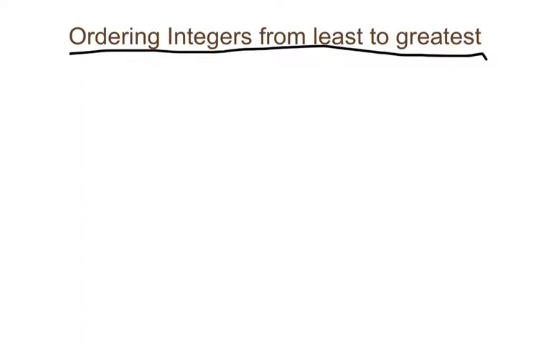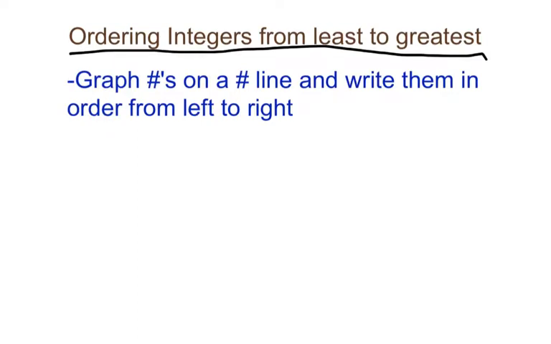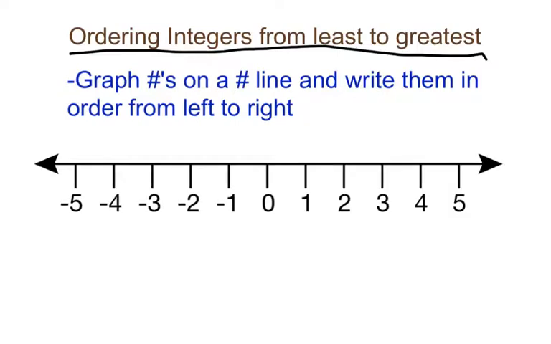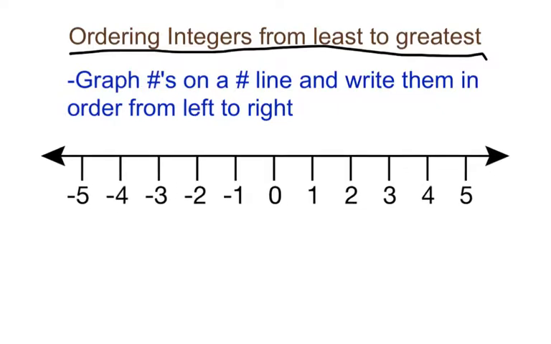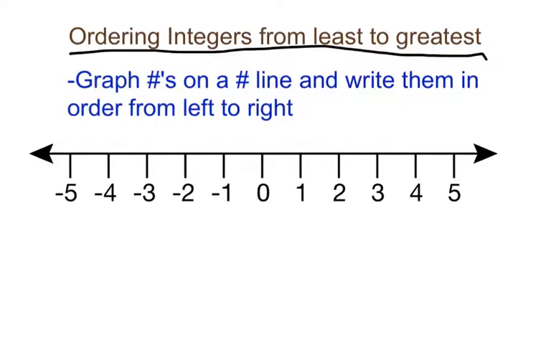And a way that we can keep from getting confused on this is to graph numbers on a number line and then write them in order from left to right. So number line's always your go-to if you ever get confused on integers. And I went ahead and made a number line here, and I went up to -5, or down to -5 rather, and across to 5.